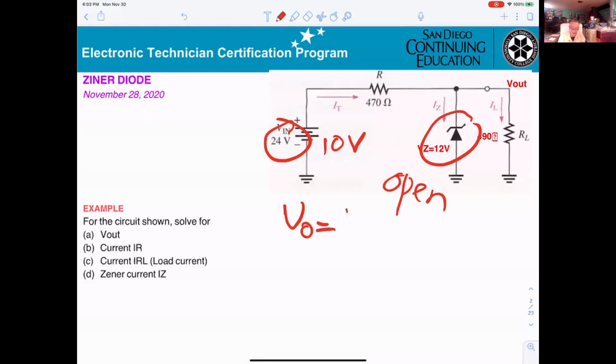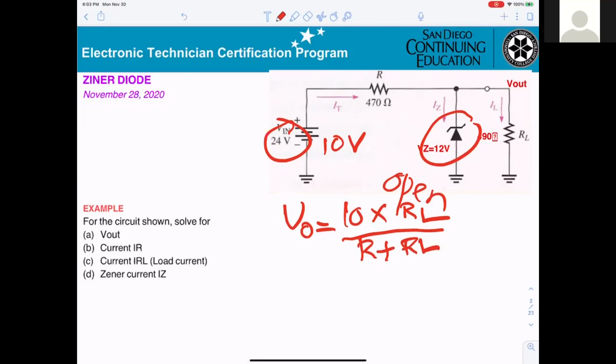So you want to calculate the VO. VO will be 10 times RL divided by R plus RL, voltage divider. So that's why if I change that in the test, guarantee you get nothing. I think if you get the VO wrong, you can get everything wrong. Wrong calculation of the current, okay?